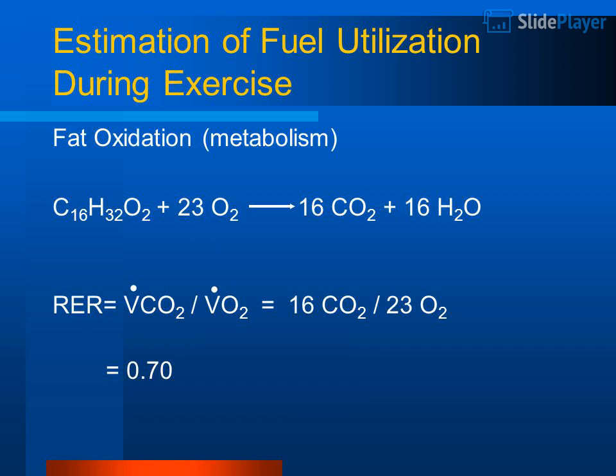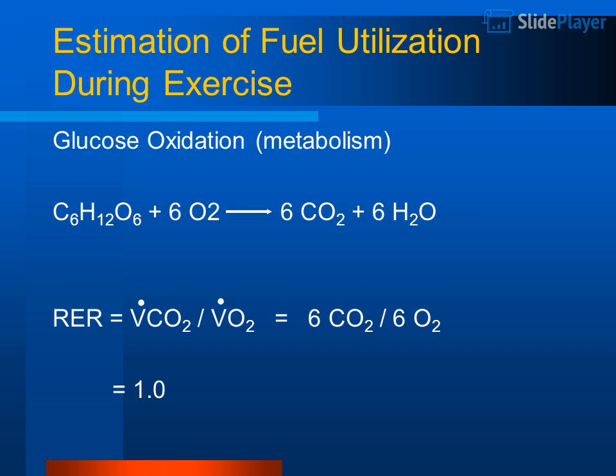Estimation of fuel utilization during exercise. Fat oxidation: C16H32O2 plus 23O2 yields 16CO2 plus 16H2O. RA equals VCO2 over VO2, which is 16CO2 over 23O2, equals 0.70. Glucose oxidation: C6H12O6 plus 6O2 yields 6CO2 plus 6H2O. RA equals VCO2 over VO2, which is 6CO2 over 6O2, equals 1.0.